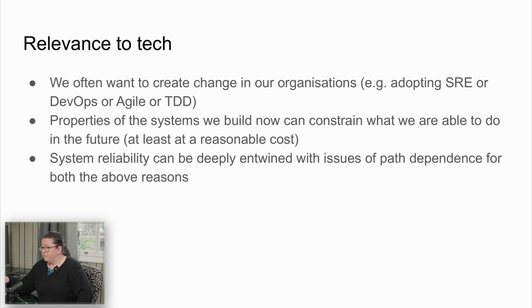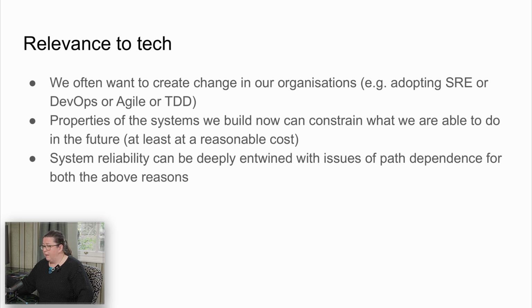Then properties of the systems that we build now can constrain what we're able to do in the future, or at least what we can do in the future at a reasonable cost. And I've got some examples of this coming up as well, and I think this is really relevant to what we do.